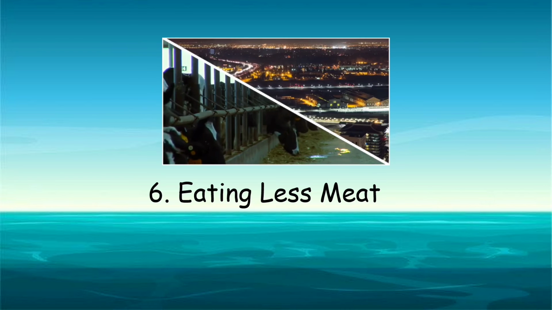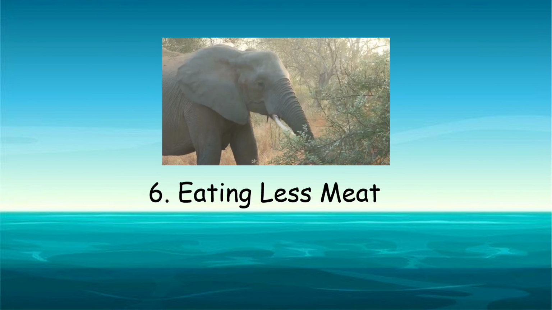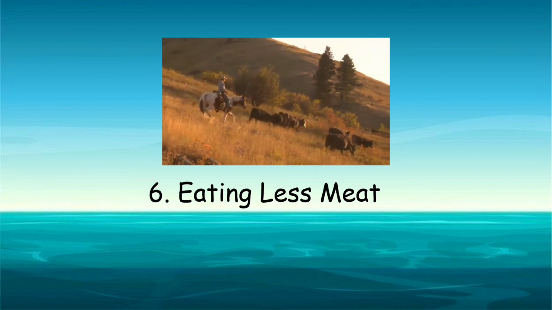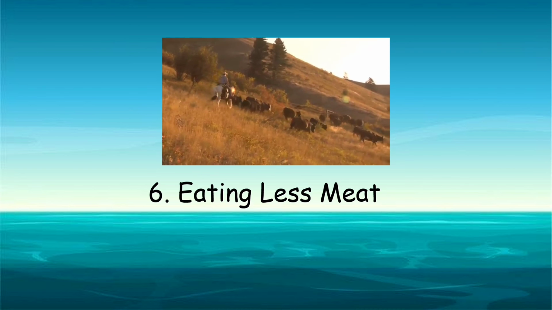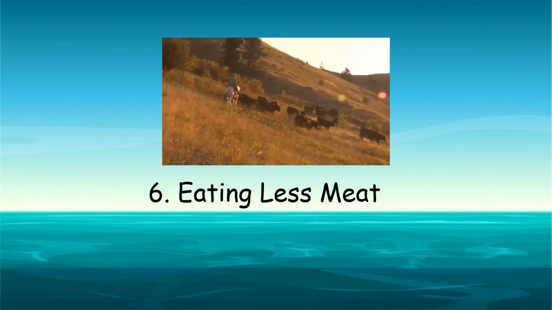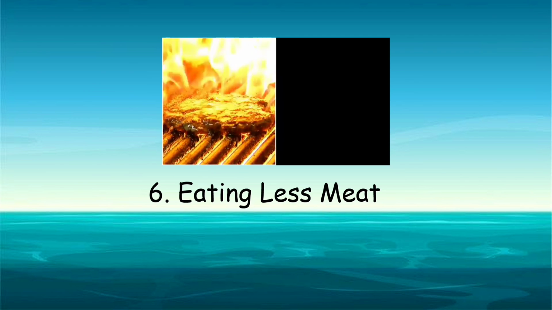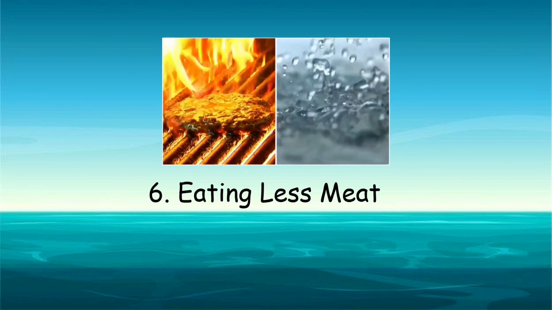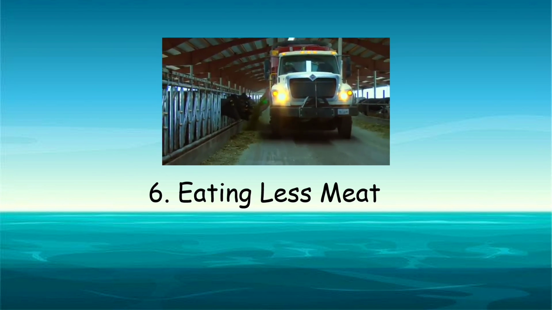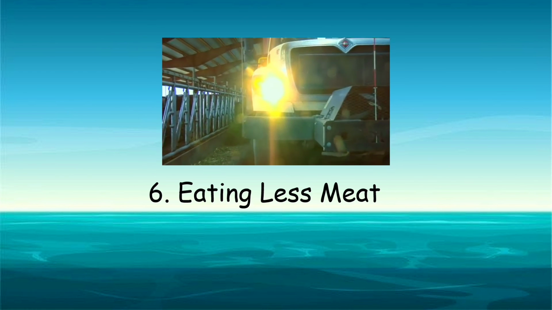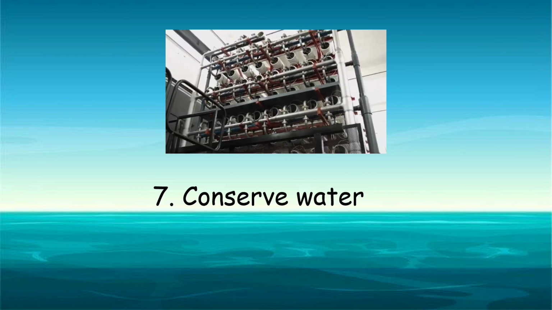Number 6 is eating less meat. Raising livestock is a major source of greenhouse gases. These greenhouse gases can cause all the problems. By reducing our meat consumption, we would reduce the demand for meat. This would result in lesser rearing and raising of livestock. As a result, we would be effectively reducing the amount of greenhouse gases being released in the atmosphere.